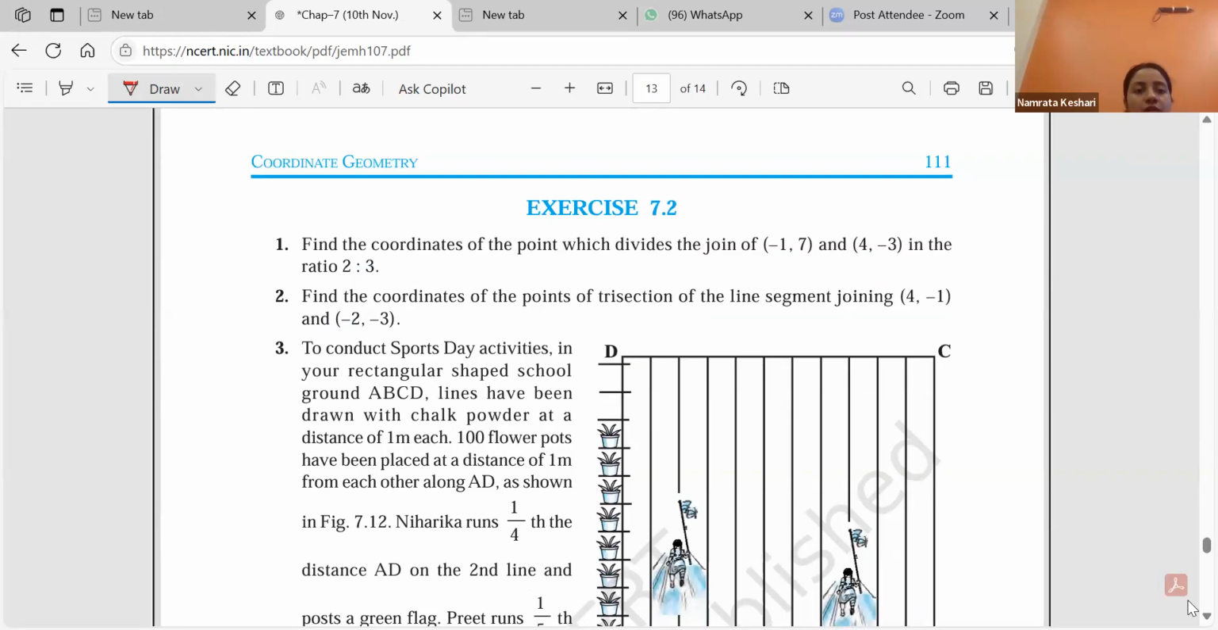Find the coordinates of a point P which divides the line joining this and this. You will be able to do it very easily. m1 x2 plus m2 x1 by m1 plus m2 will give you the x coordinate. m1 y2 plus m2 y1 by m1 plus m2 will give you the y coordinate. Very easy. Find the coordinates of trisection, we'll be doing this one.